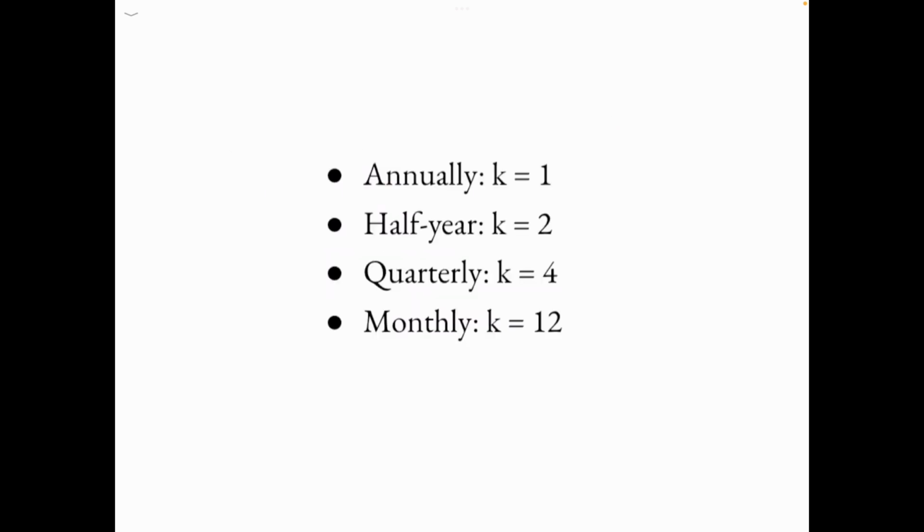Note that the value of K can vary. Annually, K would be 1, half year means that K is equal to 2, quarterly means that K is equal to 4, and monthly means that K is equal to 12. Now let's apply this to a simple question to get a better understanding.